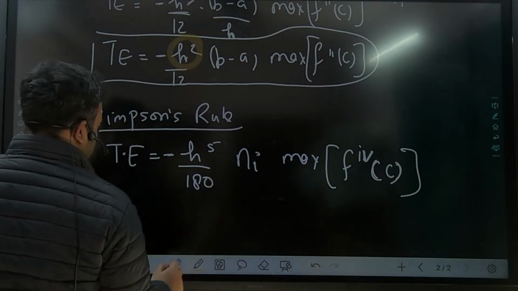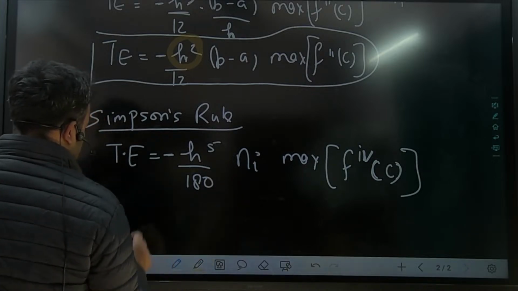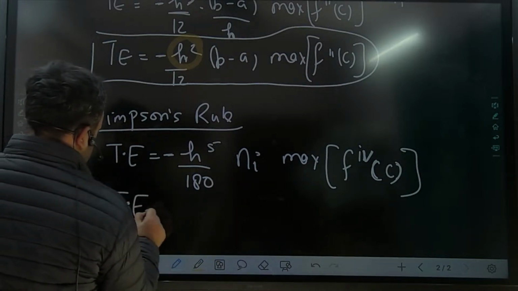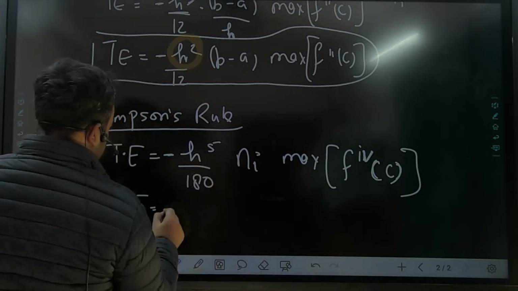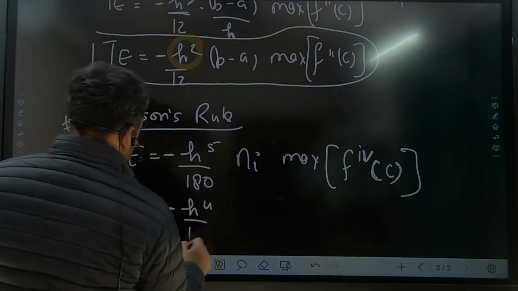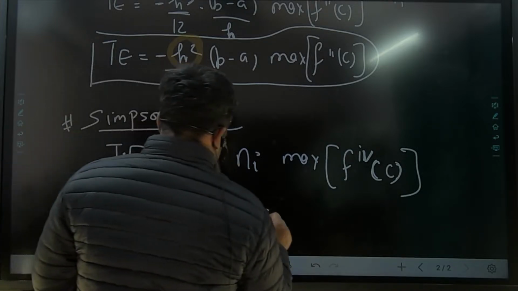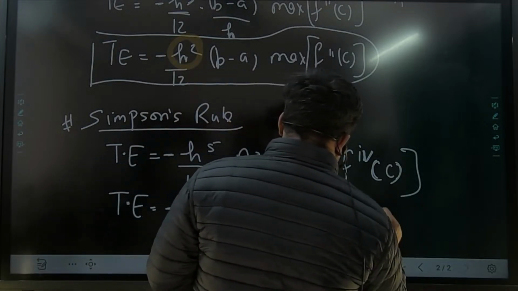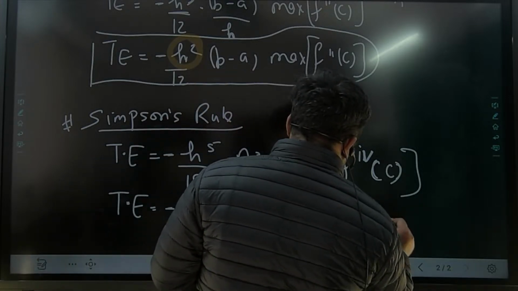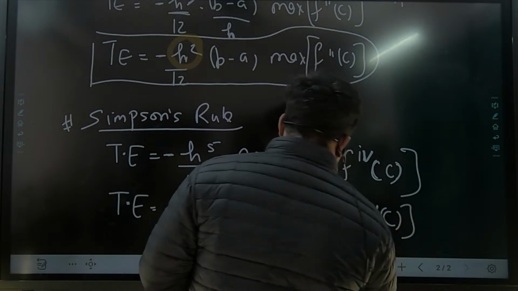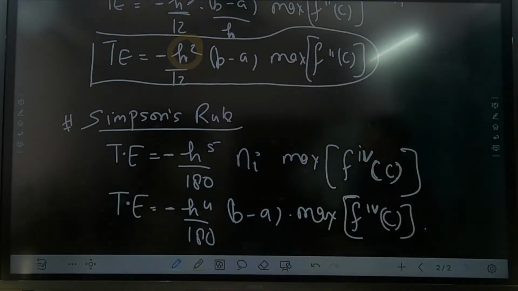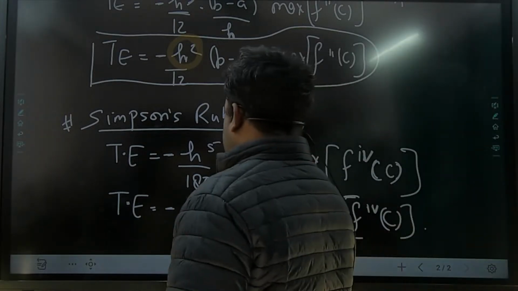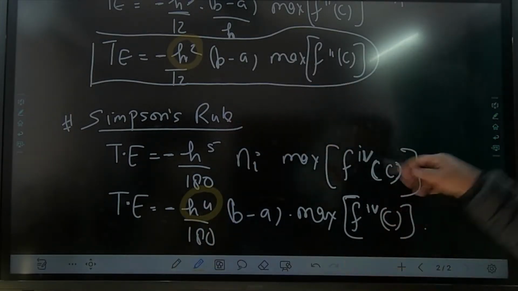Now we know ni is b minus a upon h. If we put it like this, one h power will be cancelled, giving minus h raised to power 4 by 180, times b minus a, multiplied with the maximum value of the fourth derivative of the function at point c. So here the truncation error is of order h raised to power 4. The previous one was h square.